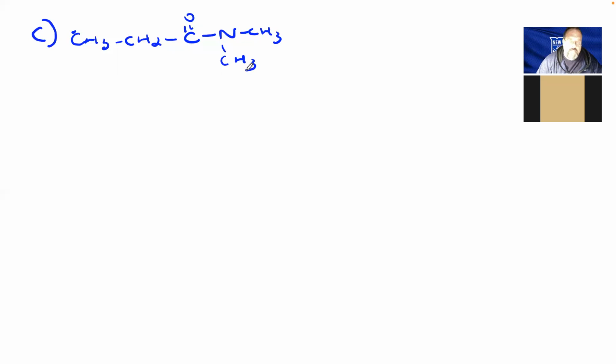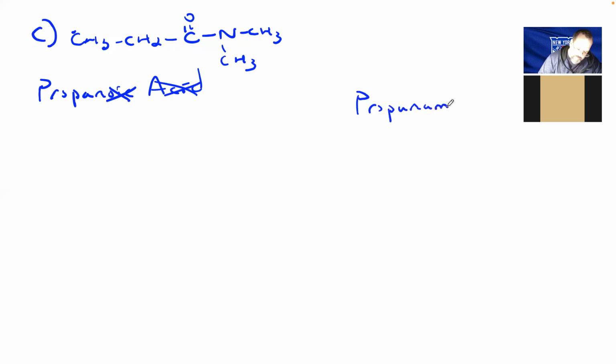So CH3, CH2, C double bond O, NH2. Take that one more step back to the carboxylic acid, CH3, CH2, C double bond O, OH. A 3-carbon carboxylic acid would give us propanoic acid. Take out the OIC, take out the acid, and the parent name for this amide would be propanamide.